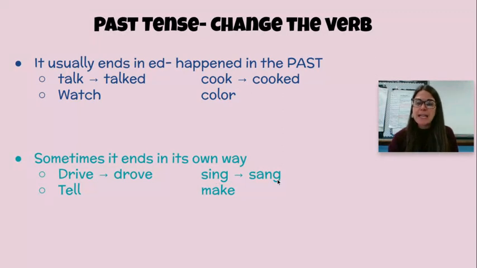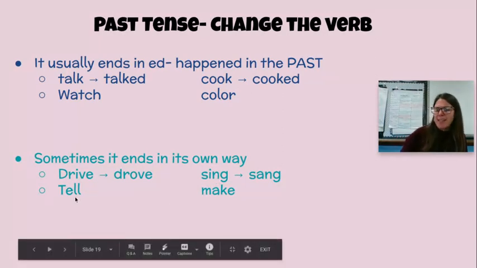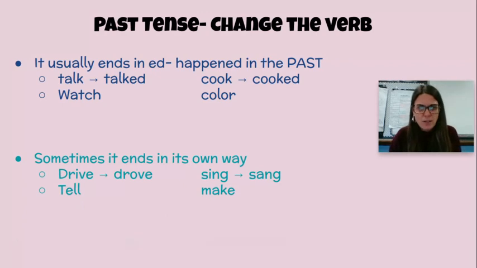Sing becomes sang. How about tell? I like to tell jokes. Yesterday, I told jokes. That's exactly right. Tell becomes told. How about make? She likes to make crafts. Last week, she made several crafts. Okay, make becomes made. So today in your sentences, make sure that the past tense verbs are spelled correctly and fix the ones that aren't.